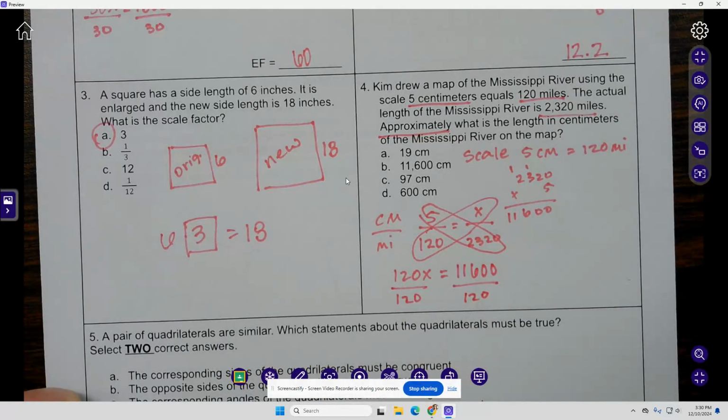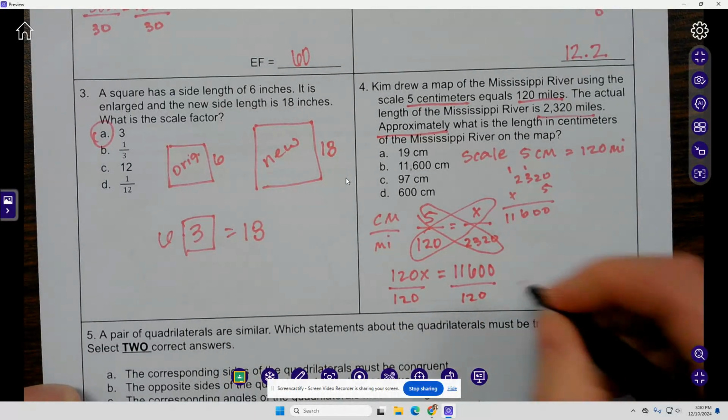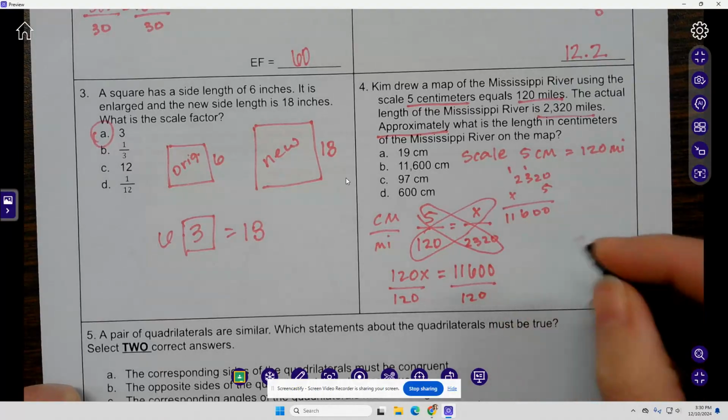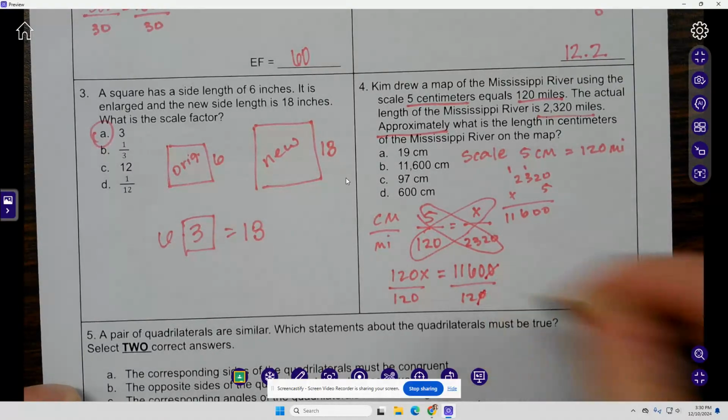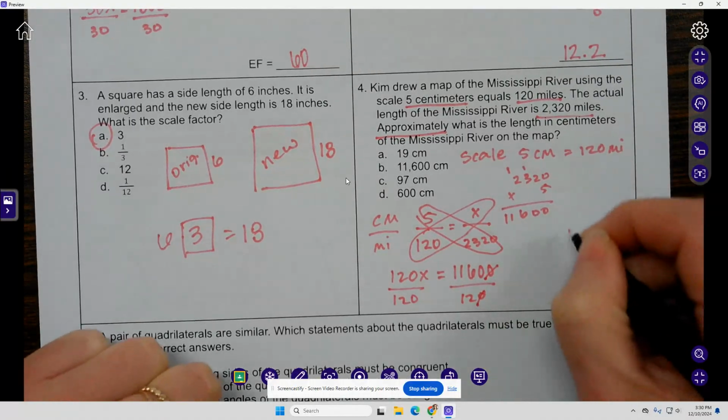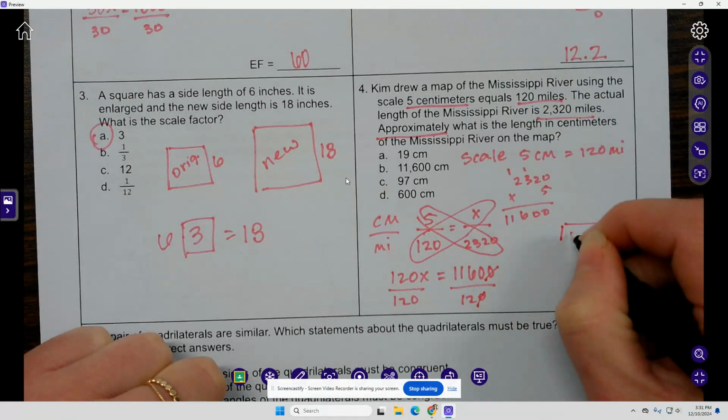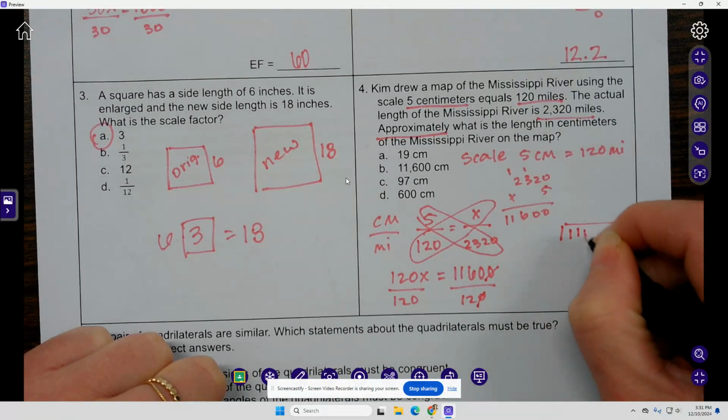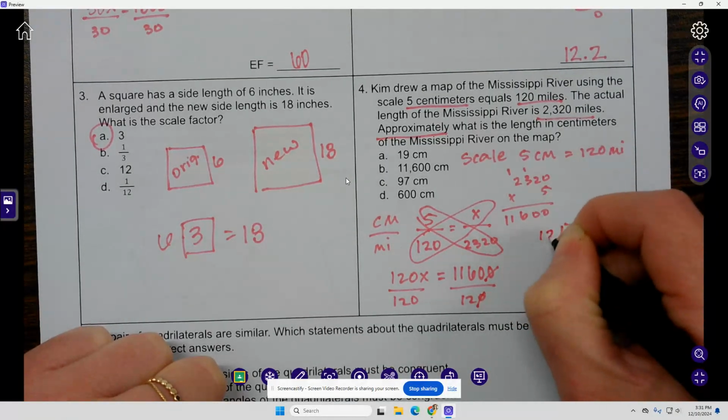To make this a little bit easier, our little trick is that if both numbers in the numerator and the denominator have a 0, I can cross it out. So now I'm going to go ahead and divide 1,160 divided by 12.